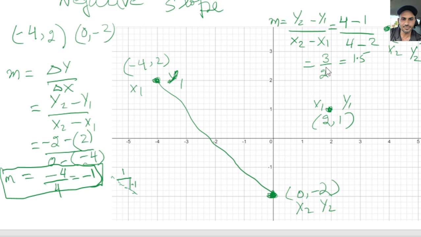This says that for every 2 units in the x direction, our line moves up 3 units in the y direction, or for every 1 unit in the x direction, our line moves up by 1.5 units in the y direction. So the slope is 1.5. Rise equals 1.5, run equals 1. So for every 1 unit in the x direction, the graph rises by 1.5 units in the y direction. So hopefully this helps.